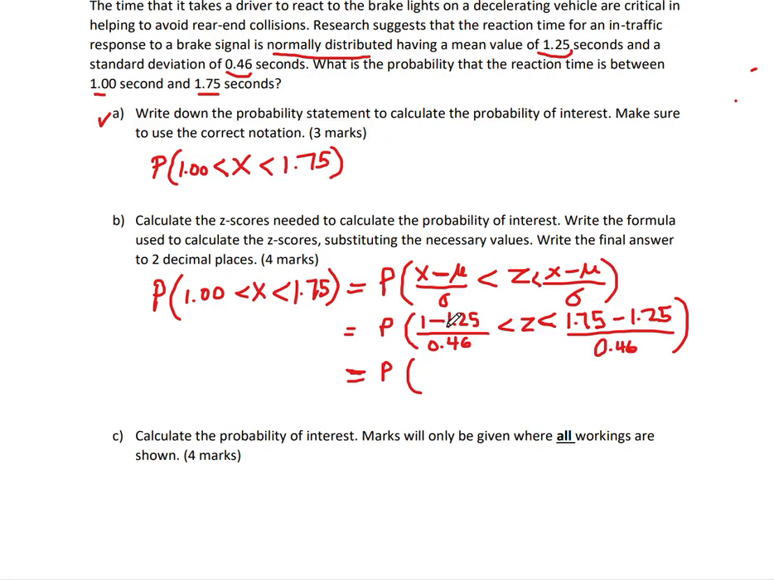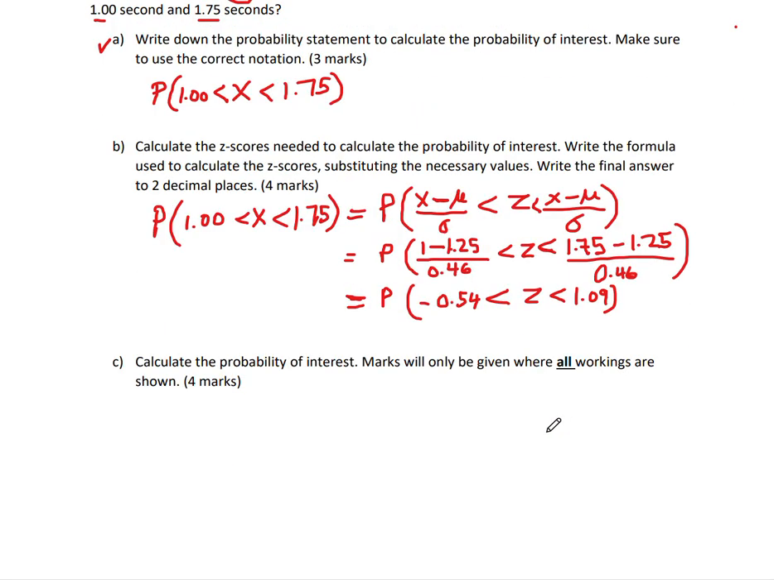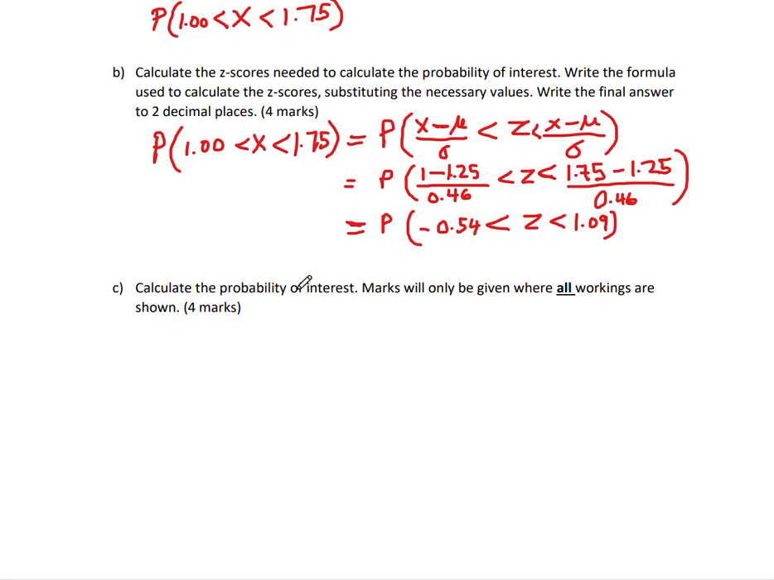So when I take 1 minus 1.25 and then divide all of that by 0.46, we get -0.54, which is less than z, which is less than, on the other side, when I take 1.75 minus 1.25 and then divide by 0.46, we will get 1.09. So those are the z-scores. That's what we call those, the z-scores. Now we're asked in the next question to calculate the probability of interest.